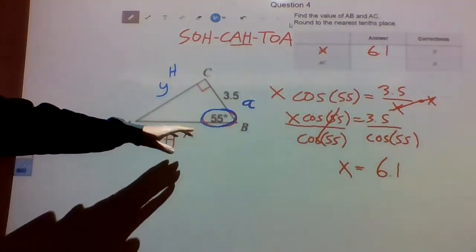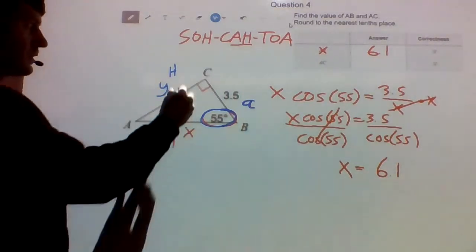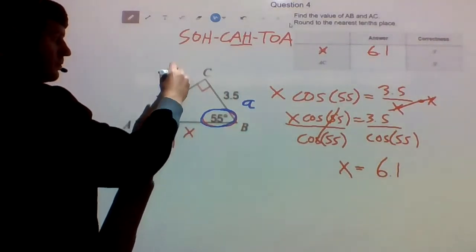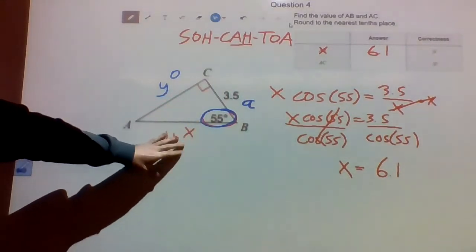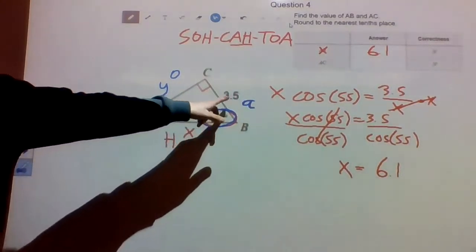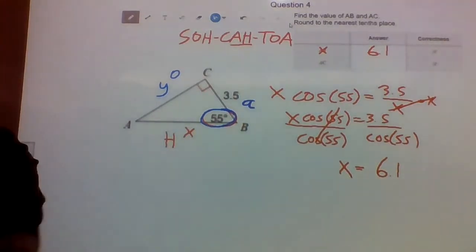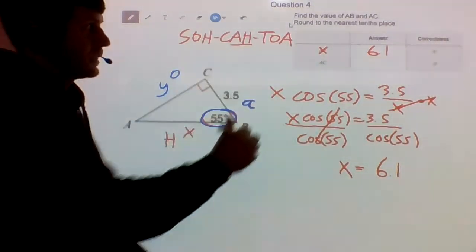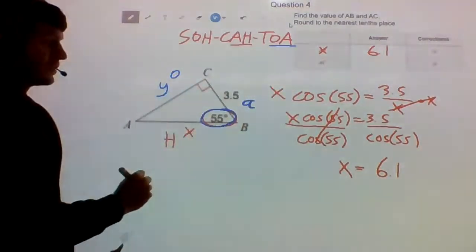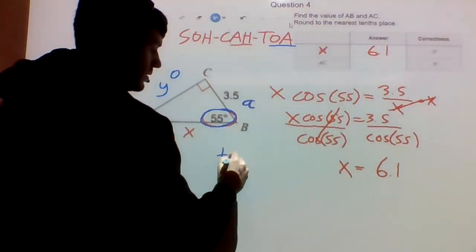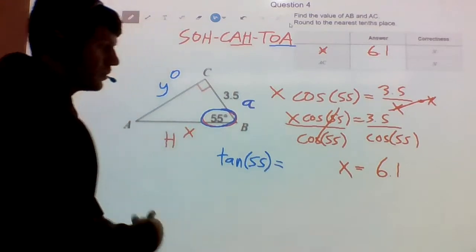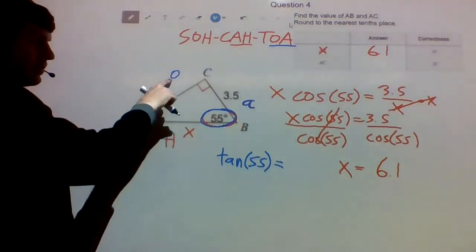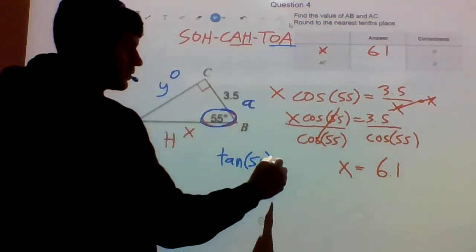So I'm sorry, this is your opposite. I'm sorry. Y is your opposite across. We already got our hypotenuse. So y is opposite, 3.5 is adjacent. So opposite and adjacent is going to be tangent. That's the O and the A, tangent. So we have tangent. You input the angle. So our angle is 55, our input's 55, our output is the ratio. Opposite over adjacent, that's y over 3.5.